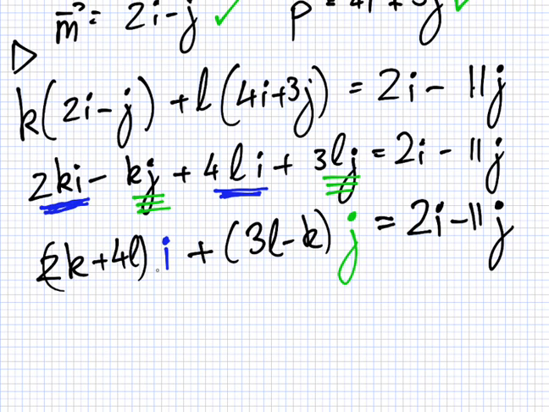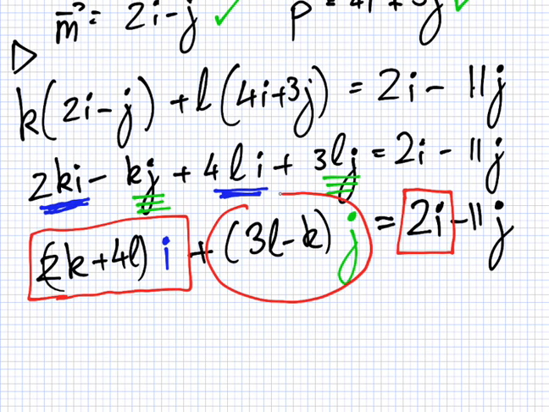Independent means it doesn't relate to other things. What I mean here is this i and this j are independent. They don't go together. And this i and this j are independent. They don't go together. Or what I'm trying to say is the i here only goes with this i here. We don't have to care about the j when we look at the i's. And this j here on the left only goes with this j here on the right.